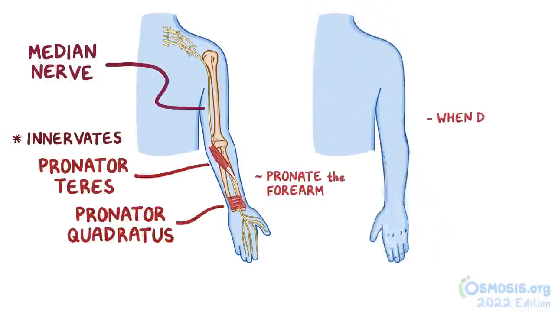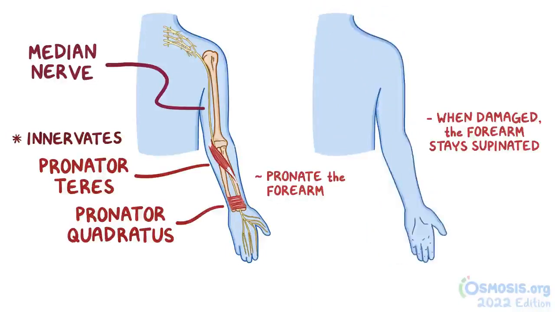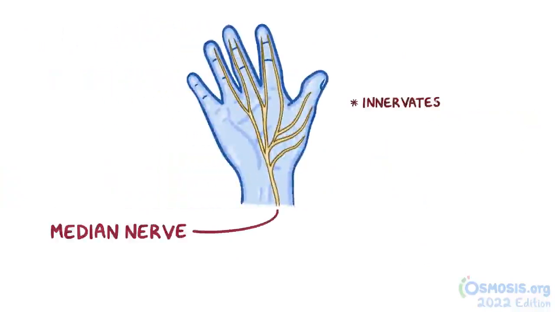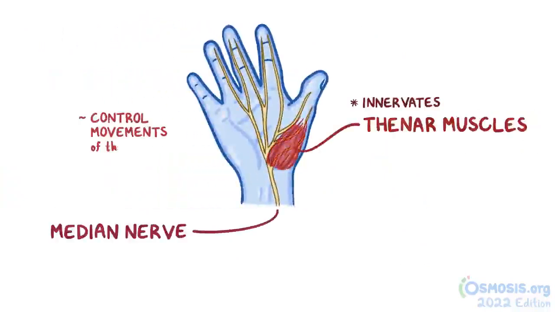So, when the median nerve is damaged, the forearm stays supinated, meaning that the palm of the hand faces anteriorly. Now, moving on to the hand. The median nerve innervates the thenar muscles, which control the movements of the thumb, so thumb movements are limited.